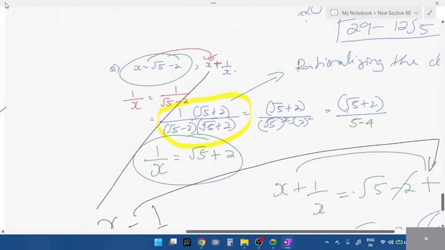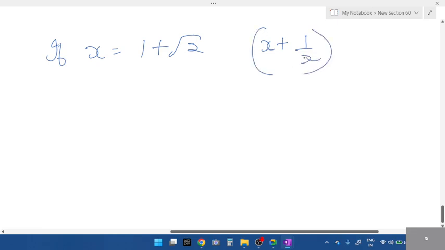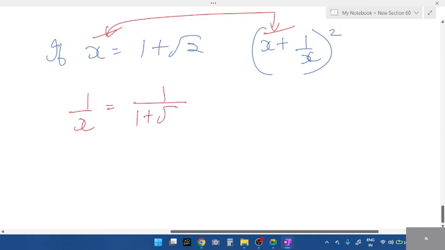Okay, x plus 1 by x and x minus 1 by x, maximum only these two types of question you'll get. Next type of question is, if x is equal to 1 plus root 2, they'll tell you to find x plus 1 by x the whole square. See, same concept, students. X is given. How do you solve this? What do we need to find? See, we have x. What do we need to find? 1 by x. 1 divided by 1 plus square root of 2.